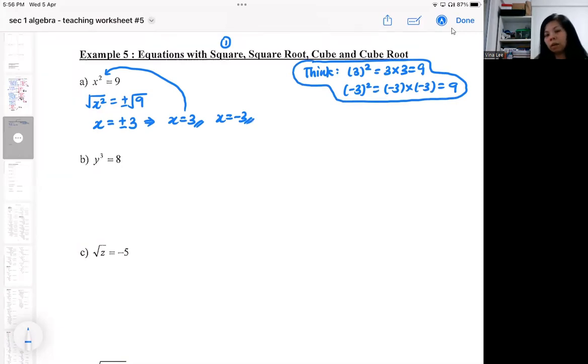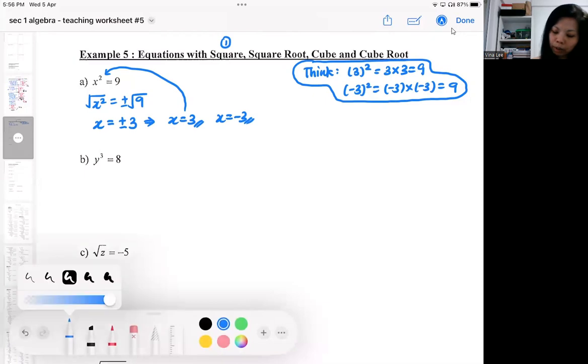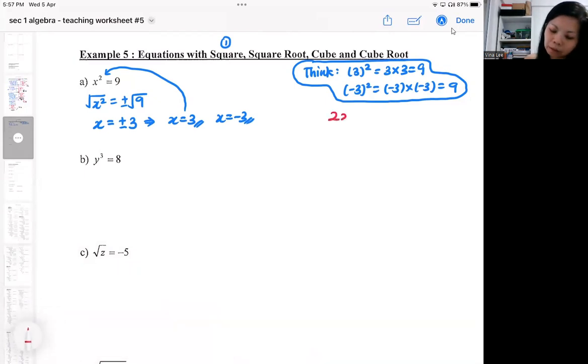Since I'm on this question, I'm going to show you a kind of question that a lot of people will do wrongly. What if your x squared is attached to a number? For example, 2x squared equal to 25. A lot of people will just take the square root directly, like this. That is totally wrong.